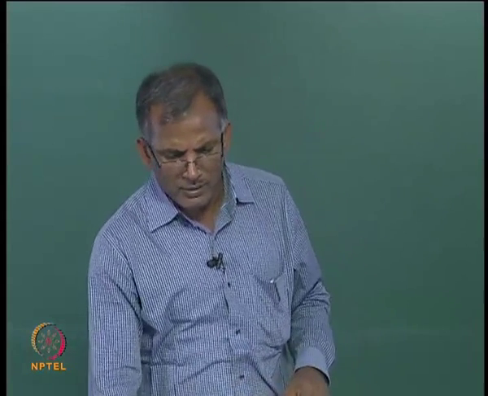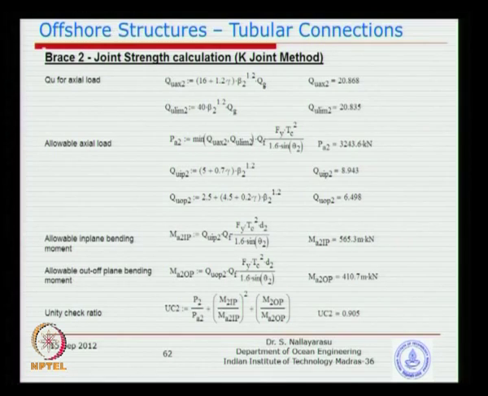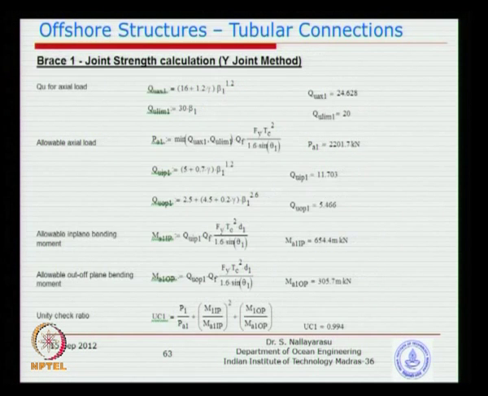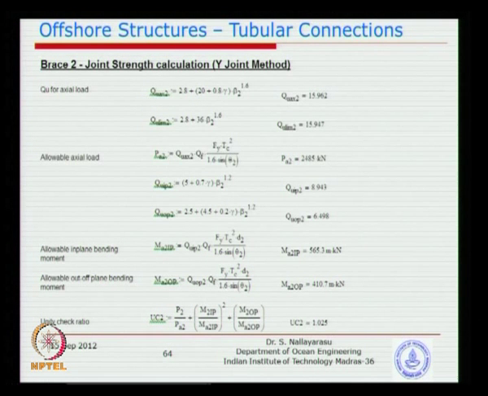I go to brace number 2 and do the same thing for the K joint. I get a unity check of 0.9. Both are safe. I just replace the values for the second brace, the gamma and beta values, and the loading. Then I go to brace number 1 and use the Y joint method, and I get a unity value of 0.994, and for brace number 2, 1.025.